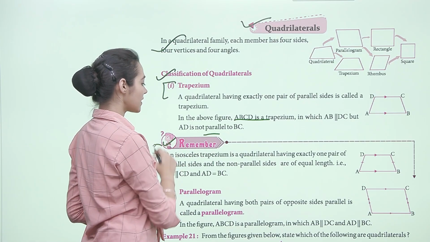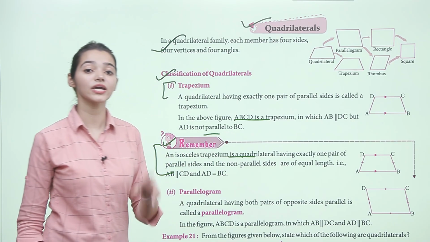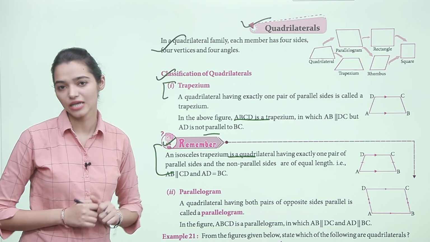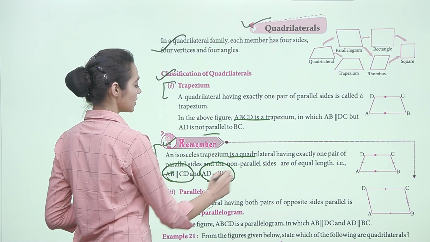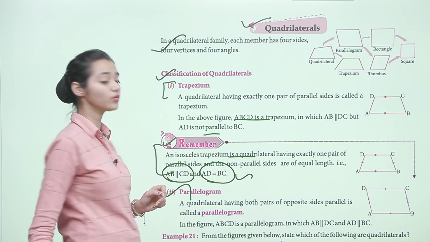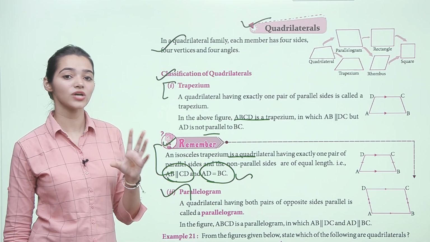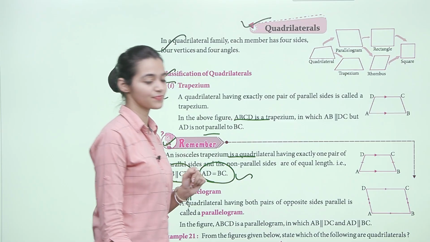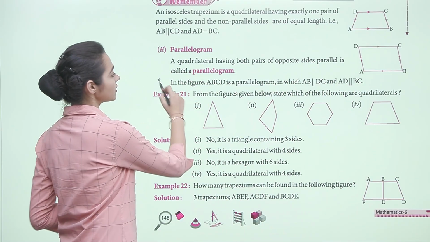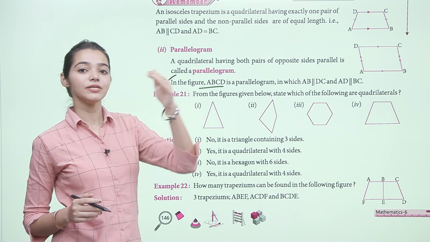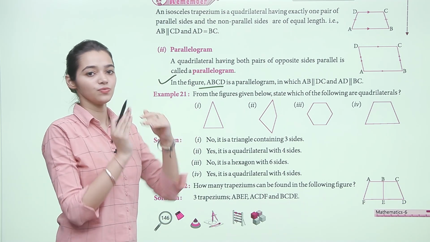Always remember, an isosceles trapezium is a quadrilateral having exactly one pair of parallel sides, with non-parallel sides of equal length. That means AB is parallel to CD and the other two sides are equal. A parallelogram is a quadrilateral in which both pairs of opposite sides are parallel. In the given figure, ABCD is a parallelogram, AB is parallel to DC and AD is parallel to BC.